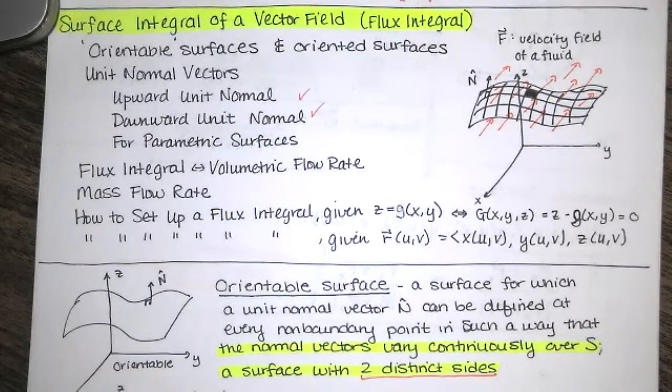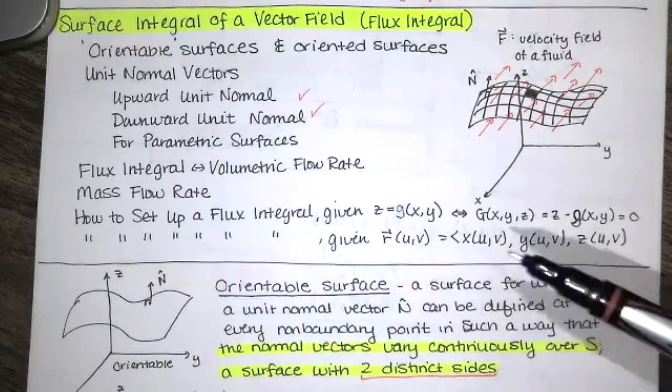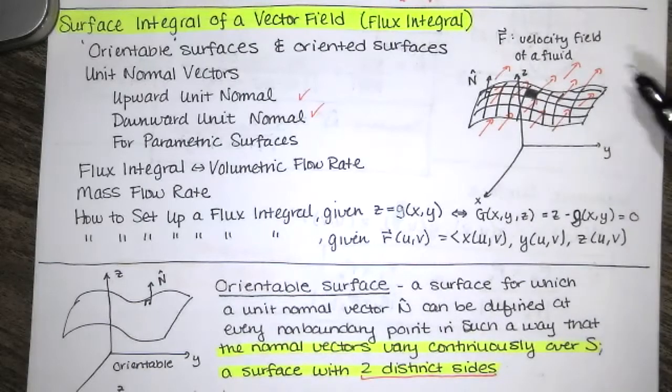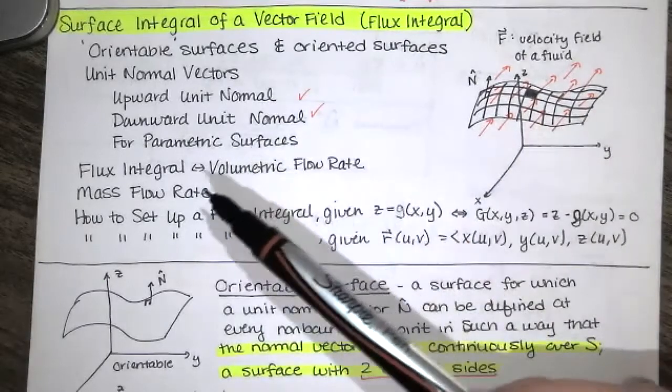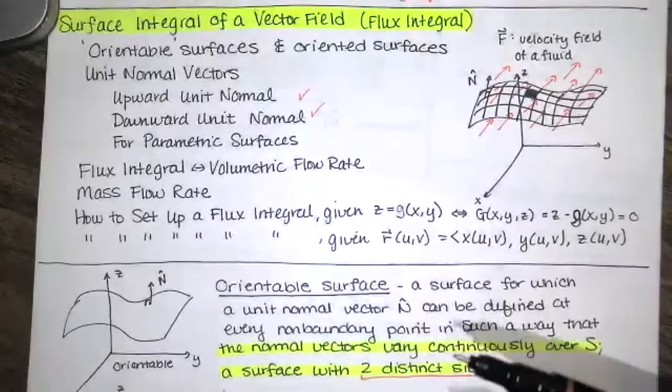Then after that, we will discuss what are called flux integrals. Flux integrals are surface integrals that allow us to calculate the volumetric flow rate if F represents the velocity field of a fluid. Now, if F has some other interpretation, the flux integral is well defined as well. But this gives us something to visualize and something to think about when we're looking at this flux integral, the surface integral of a vector field.